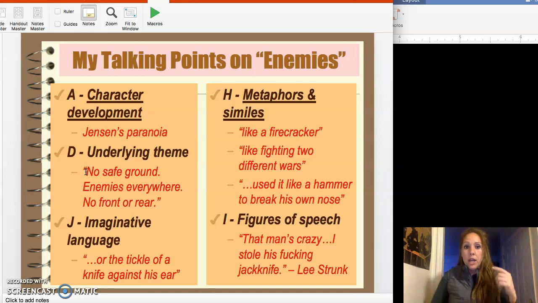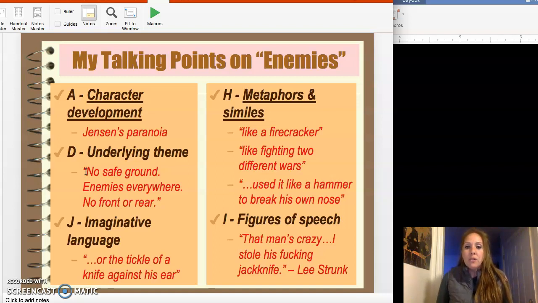No safe ground, enemies everywhere, no front or rear. He's so worried. And it's alluding as well to this underlying theme about, I feel, maybe the topic of war and what it does to a person.